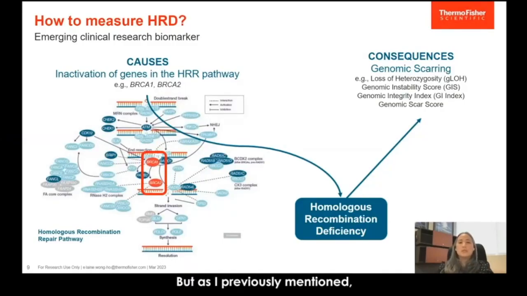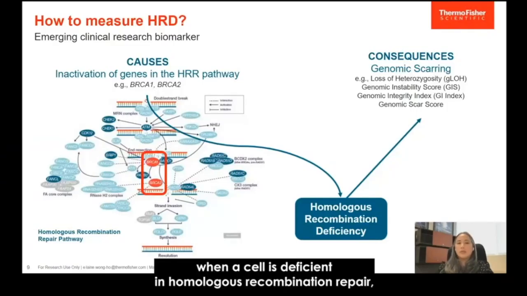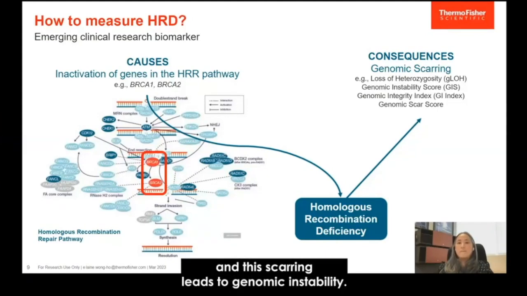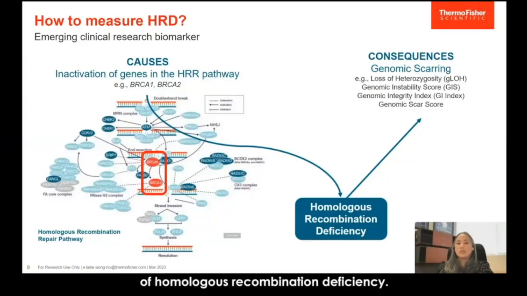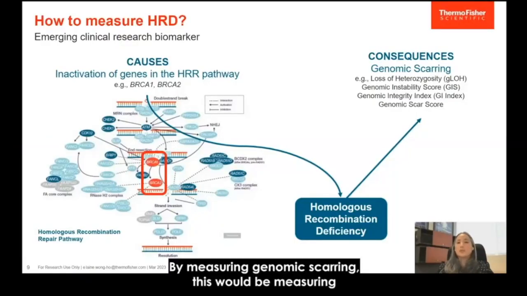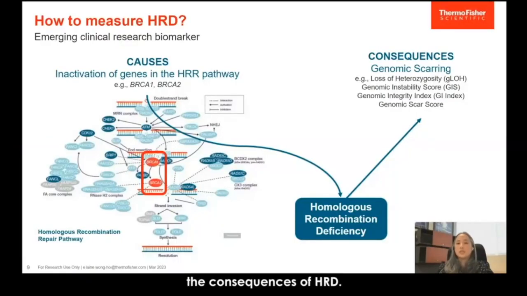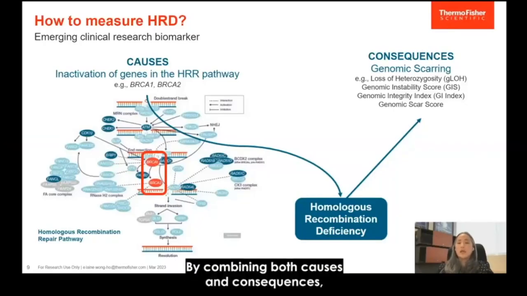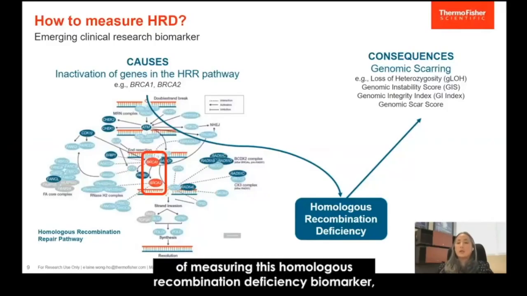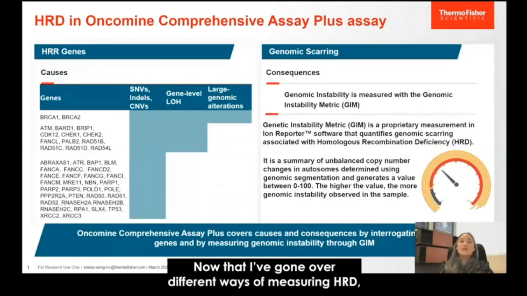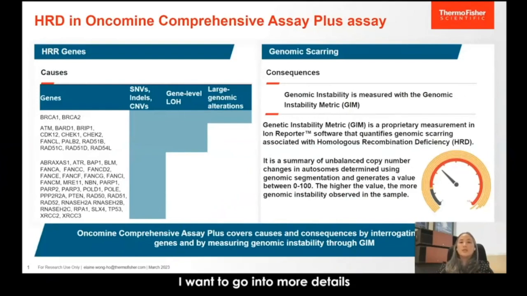But as I previously mentioned, when a cell is deficient in homologous recombination repair, the sample does lead to accumulation of errors and scarring, and this scarring leads to genomic instability. And measuring this genomic scarring is looking at the consequences of homologous recombination deficiency. And by measuring genomic scarring, this would be measuring the consequences of HRD. By combining both causes and consequences, you can look into a more comprehensive overview of measuring this homologous recombination deficiency biomarker, or HRD.